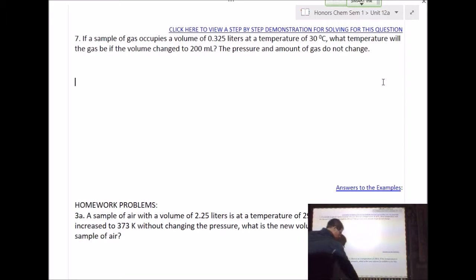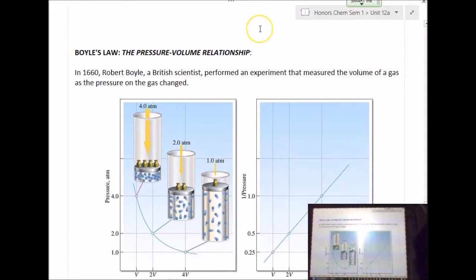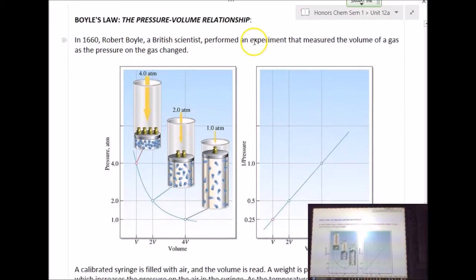Good old Boyle. Ooh. This is where it starts to hit the fan. No, it'll never hit the fan today.